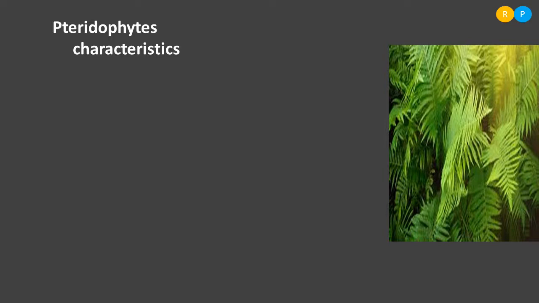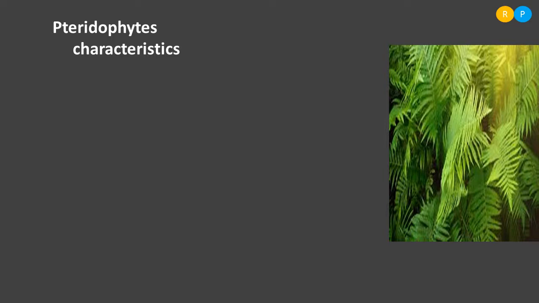So you can see the diagram that I have displayed on the screen. So this is one of the common examples of pteridophyte. I hope most of you have seen this plant. So this is fern, the best example of pteridophyte.